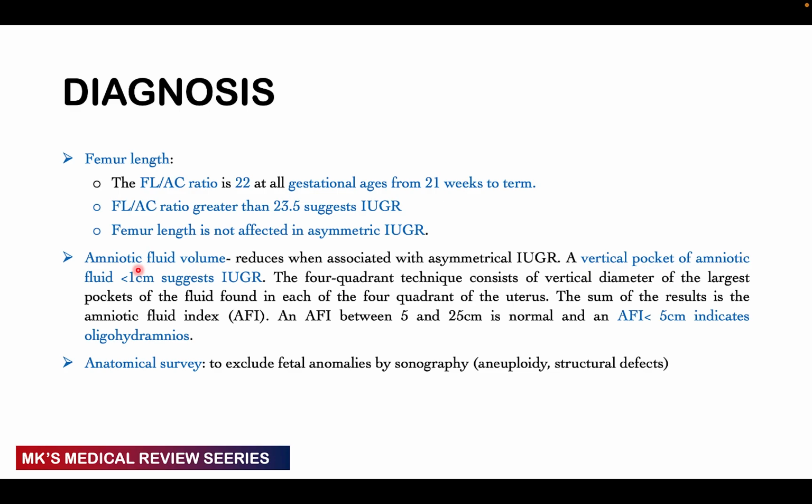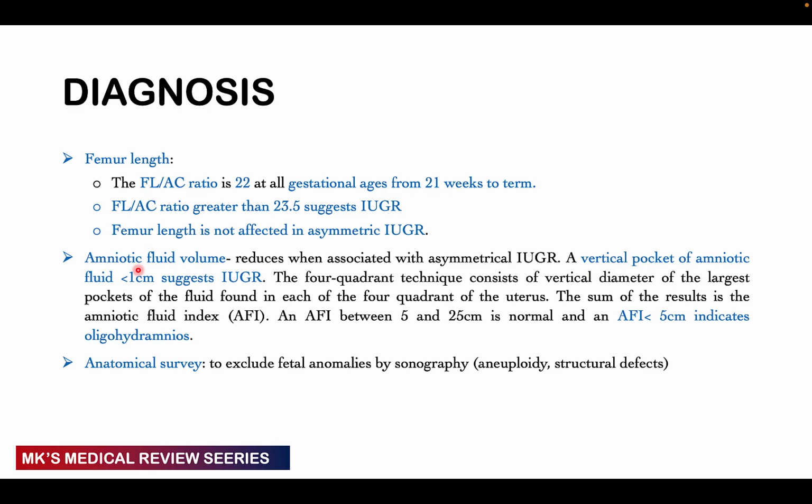It generally tends to reduce, and it's going to be associated with asymmetrical intrauterine growth restriction. We may get a single deepest pool that's less than 1 centimeter that may suggest intrauterine growth restriction. Then remember that the 4-quadrant technique consists of the vertical diameter of the largest pocket of fluid in each quadrant of the uterus that doesn't consist of any fetal parts or any umbilical cord. Then the sum of these is going to give you your amniotic fluid index, which should roughly be between 5 to 25. So an amniotic fluid index that's less than 5 centimeters is going to be indicative of oligohydramnios.